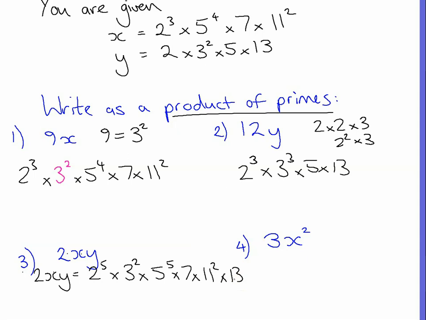So basically you just multiply these together and then also multiply it by 2. There we go. Okay, 3x squared. You can pause it if you want to, have a go at this and then hit play.